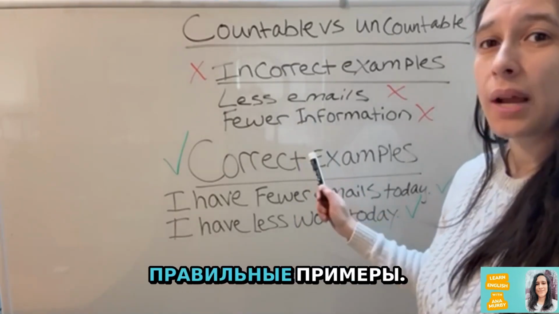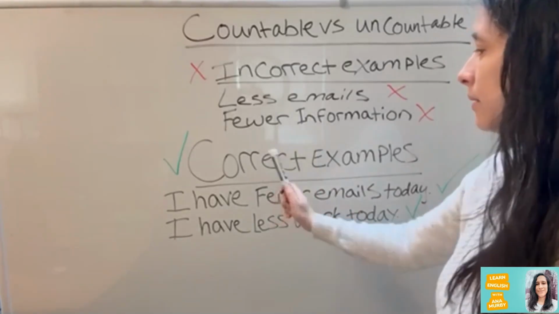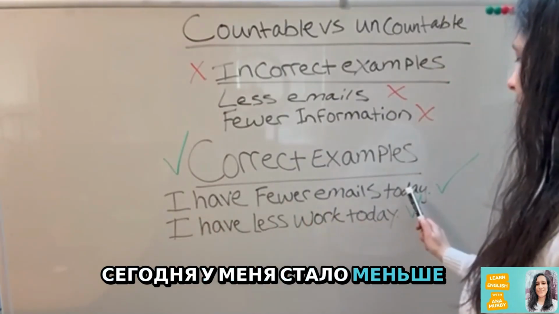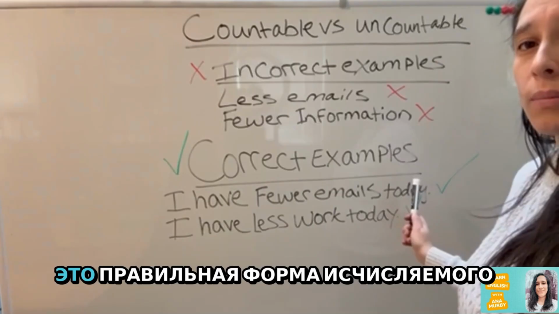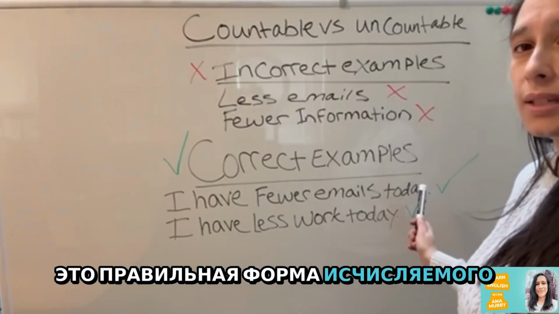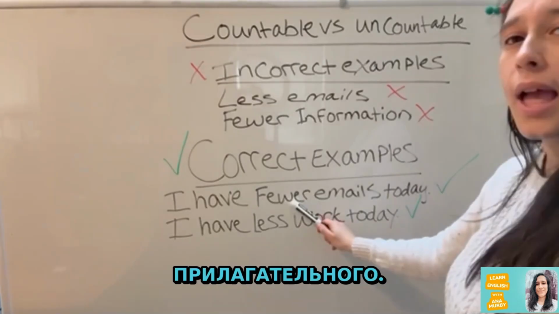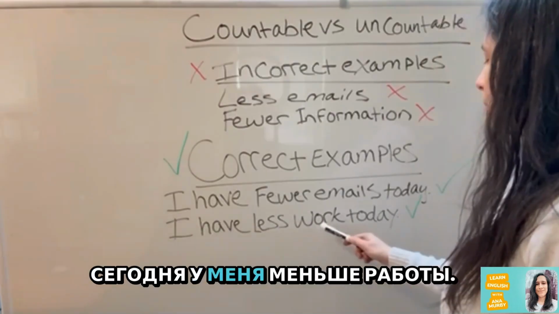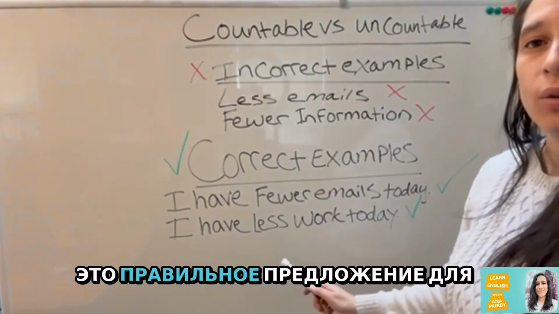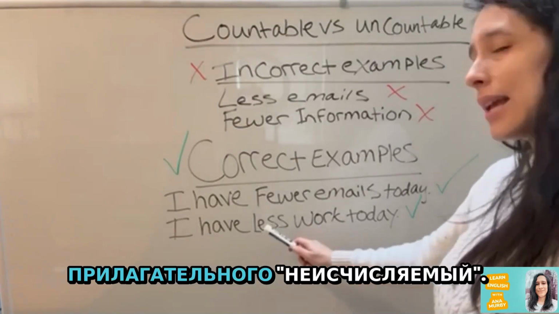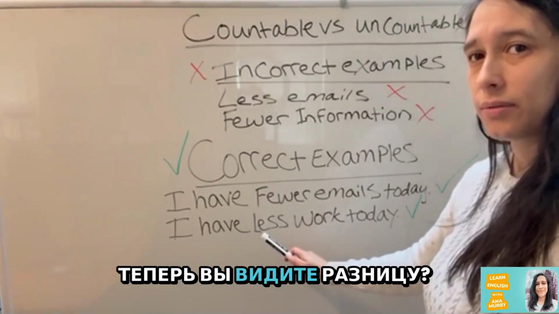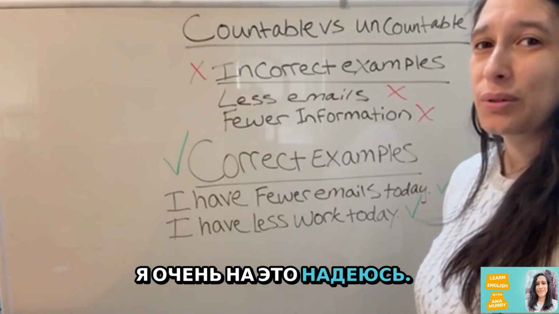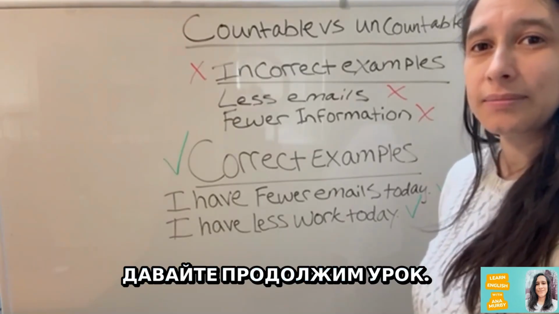Now let's look at correct examples. I have fewer emails today. That is a correct form of a countable sentence. I have less work today. This is a correct sentence for an uncountable adjective. Do you see the difference now? I sure hope so. Let's continue with the lesson.